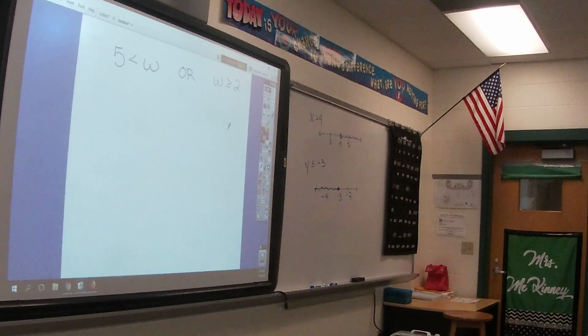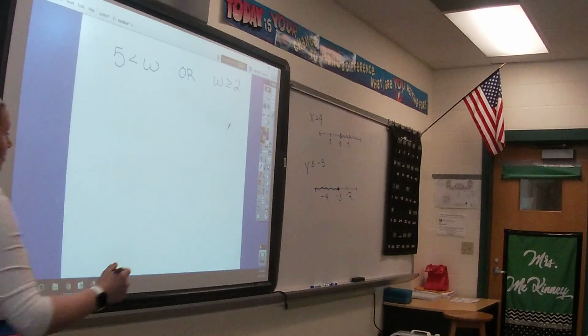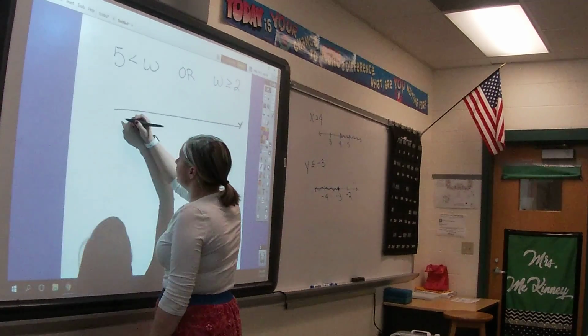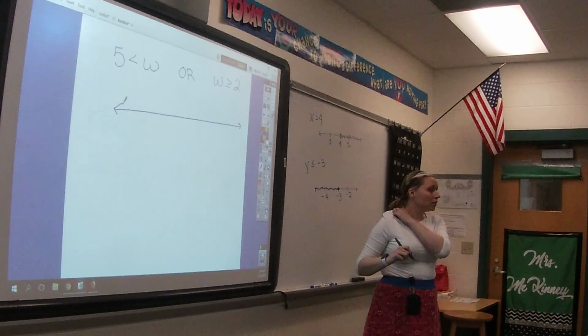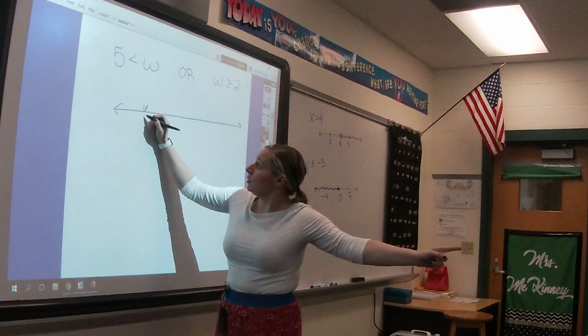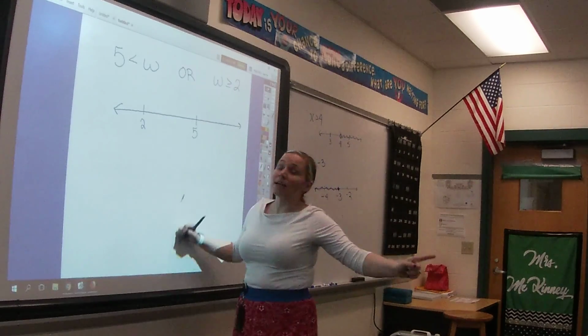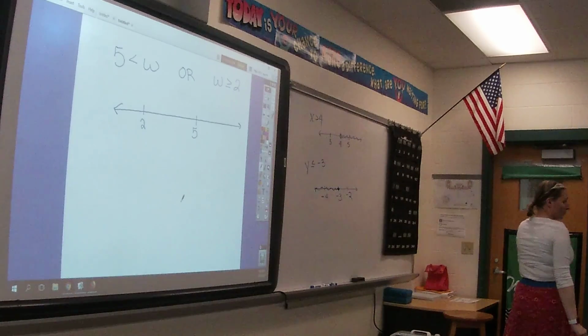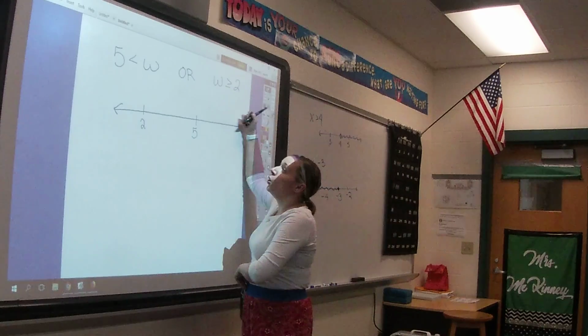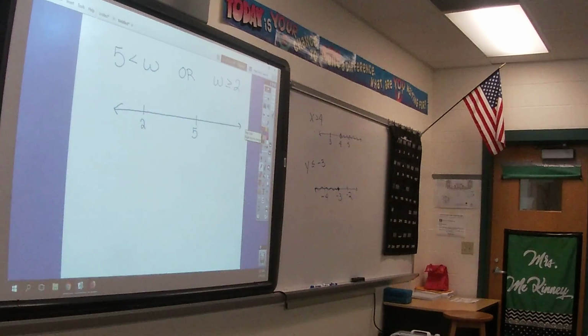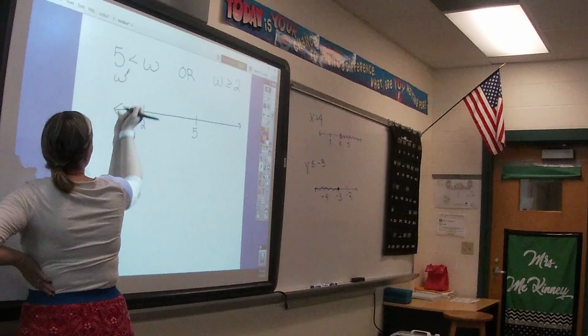How about this one? 5 is less than W, or W is greater than or equal to 2. Which number goes on the left? 2. Was that a question, Lily? Yeah, so we're going to have to do some rearranging here. Right, we have to flip definitely to have the 2 on the left, but we also need to flip because we can't graph this unless the variable is first. Okay, so we'll rewrite this to have the W first.